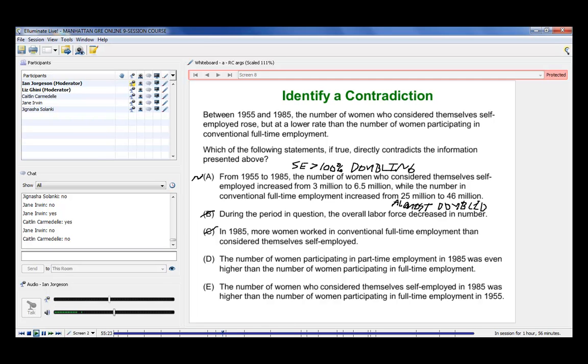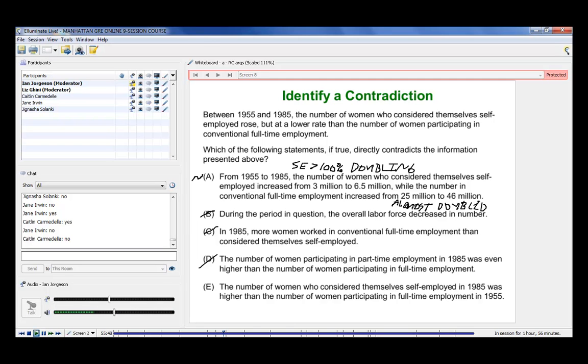Okay, how about D? The number participating in 1985 in part-time employment was even higher than the number of women participating in full-time employment. What do you guys think? Isn't C pretty much the same as D but in reverse? Either way, we can't know whether this contradicts the argument because we have no idea what the starting number is.